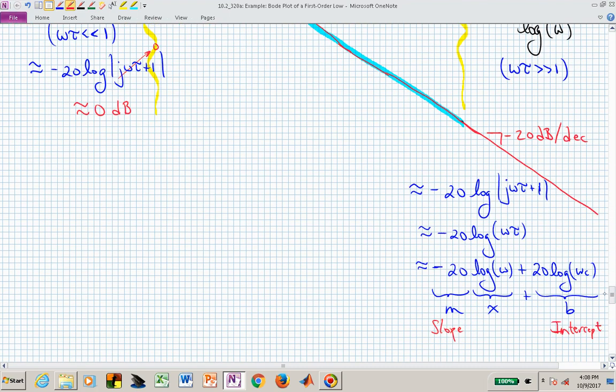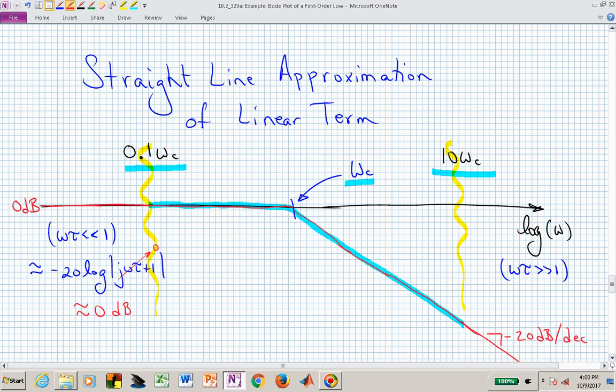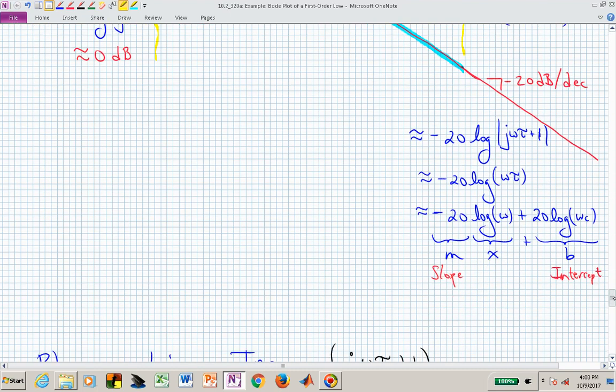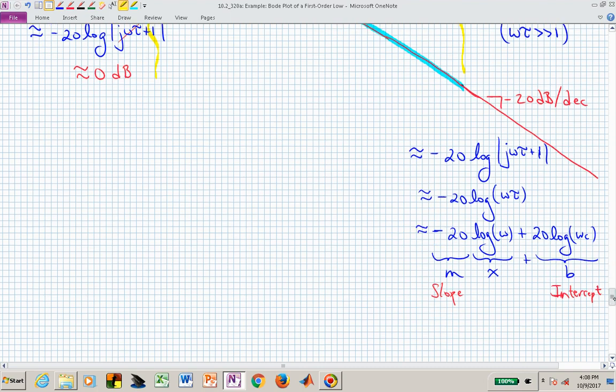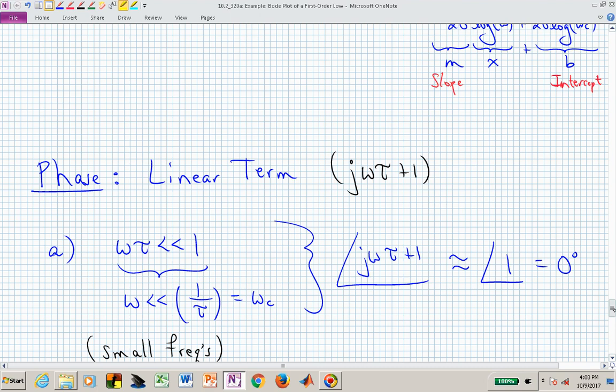And here is just a little bit more explanation of this slope. M is minus 20. That's where that's coming from. Our independent variable x is log of omega. That's what we're sketching all of our Bode plots with respect to, even though we usually just call it frequency. It's actually log of omega, and that allows us to put more frequencies in a condensed linear space. And we have our intercept term of 20 log of omega sub c. That's our b.